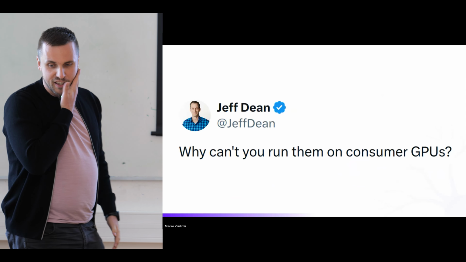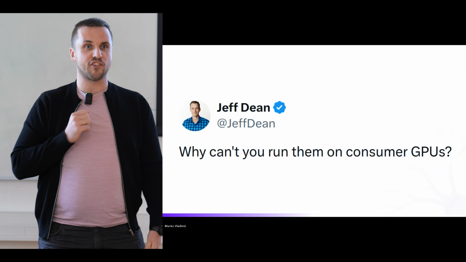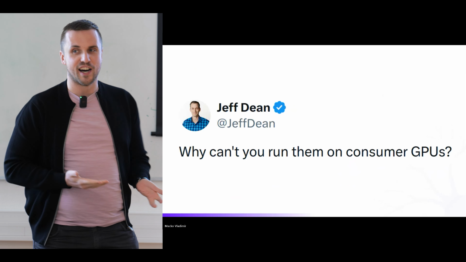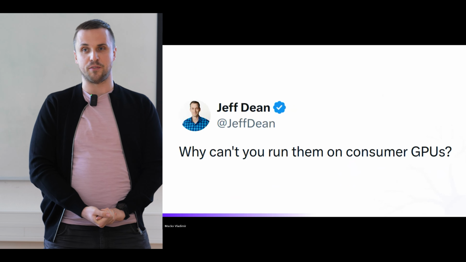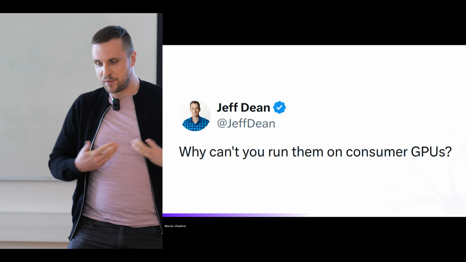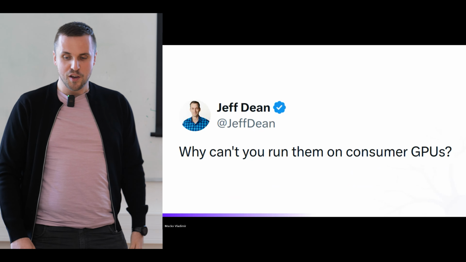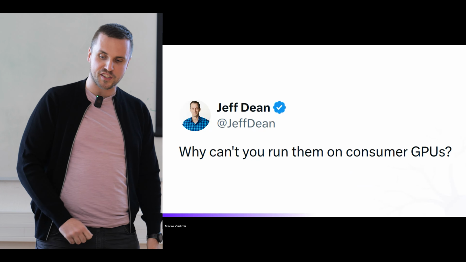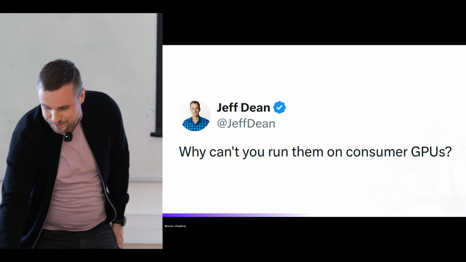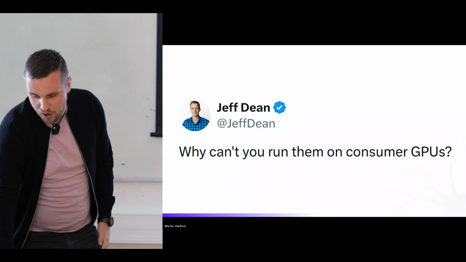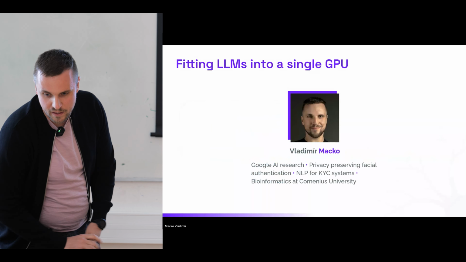This is Jeff Dean. This is the head of AI at Google Research. And Jeff wonders why it's hard to run these models on consumer GPU hardware. I mean, we don't need to wonder, but we cannot expect any or much help from the big players, big corporations, so we need to help ourselves. And that's one of the reasons for this research.